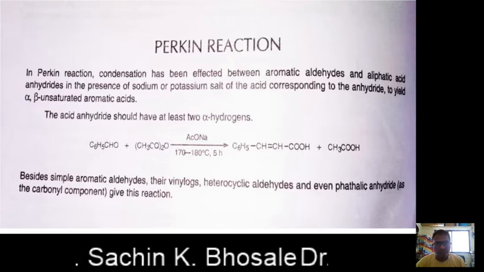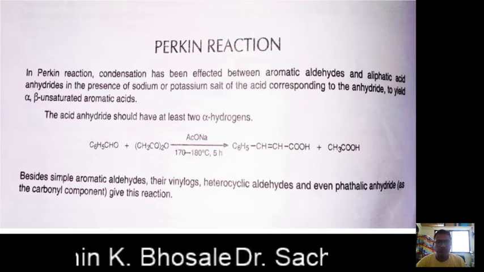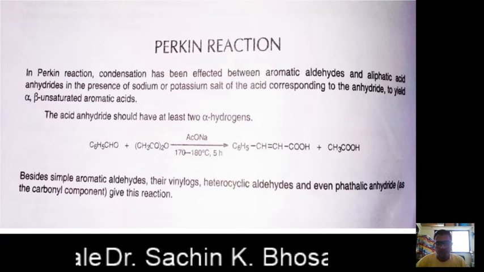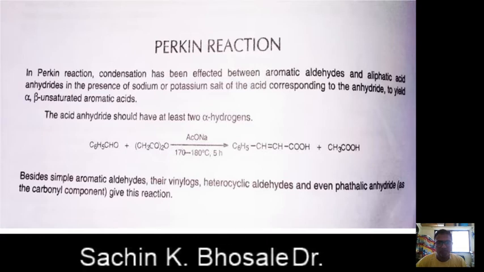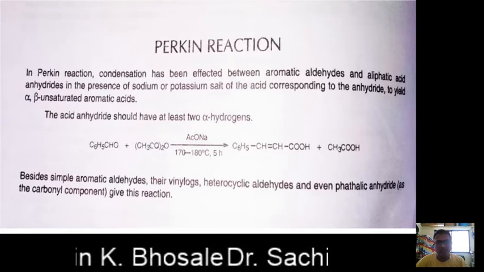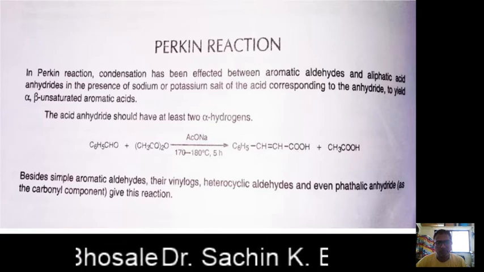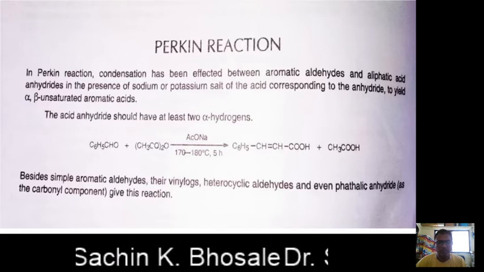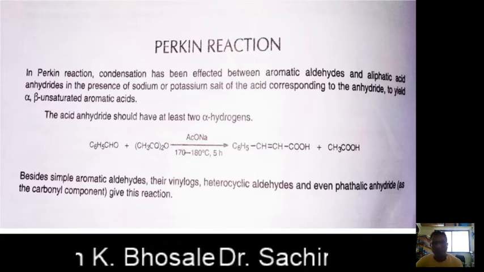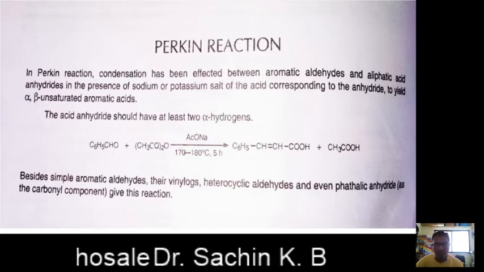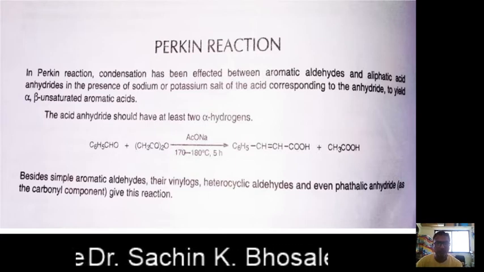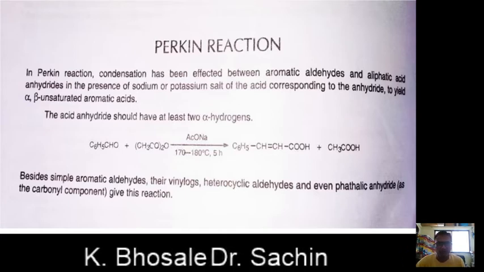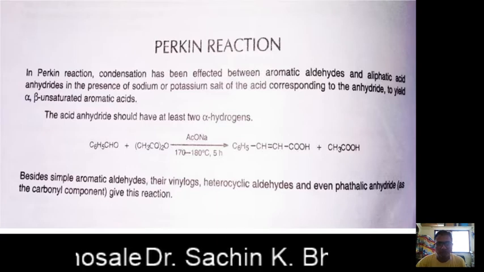The acid anhydride should have at least 2 alpha hydrogens. So when you take this acid anhydride, there is C double bond O and the presence of CH3, having 2 or more alpha hydrogens. There should be a relation between the anhydride and the salt. The number of carbons should be the same, like sodium acetate and acetic anhydride. Both have C double bond O CH3. So we have to take the salt corresponding to the anhydride, and that's the meaning of the phrase, acid corresponding to the anhydride.